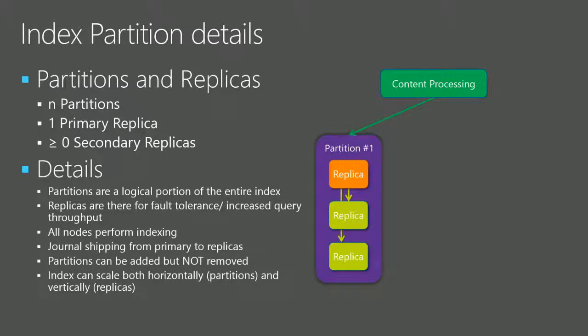Diving into what's actually in the index. This is where Paul was talking about how many of you have heard of partitions and replicas. We used to call these rows and columns, but they're now called partitions and replicas, where a partition is a logical unit of your data, and a replica is a copy of that. So you can have up to n partitions. You have to have one primary replica, and you can have one to many secondary replicas. The partitions are a logical partition of the entire index. So you would have one for 10 million documents, for example, and you would scale out.